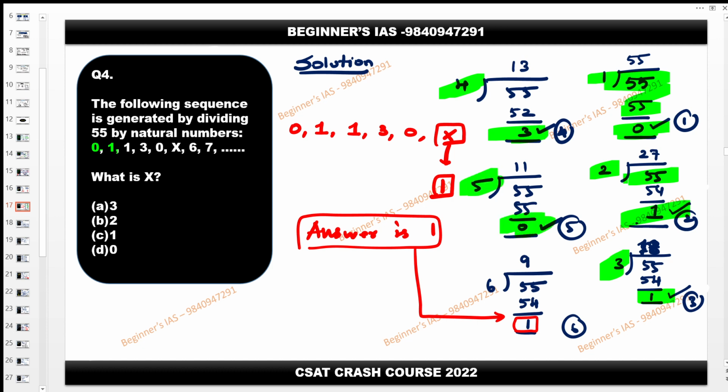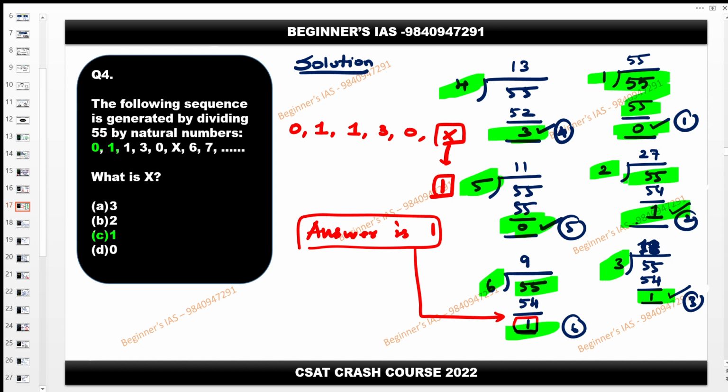Then next is going to be the x. That x, when you are dividing 55 by 6, is going to be the answer. So 55 divided by 6 gives you a remainder of 1. That is the answer for this question.